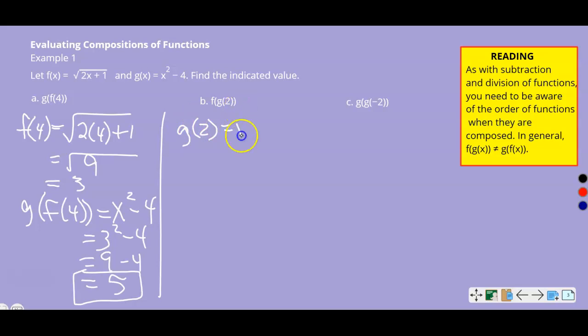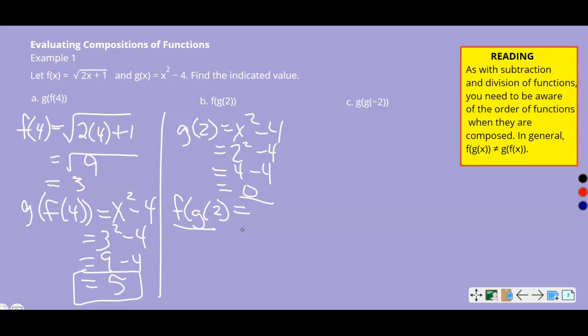So g is x squared minus 4. So 2 squared minus 4. 2 squared is 4. 4 minus 4 is 0. So then we're going to take 0 and plug it into f. So that's going to give us f of g of 2. This part's a little bit confusing, but we are going to take the output of g and plug it into f, and then that will give us this expression here.